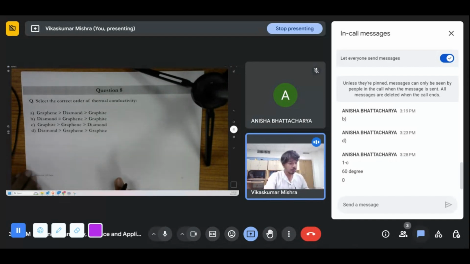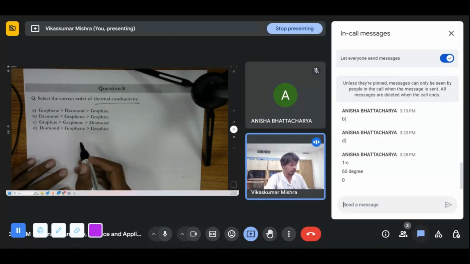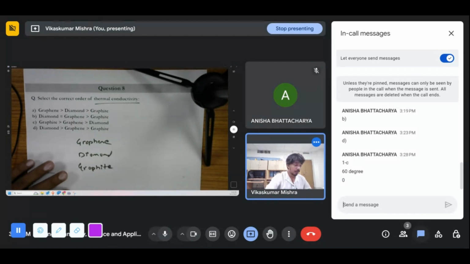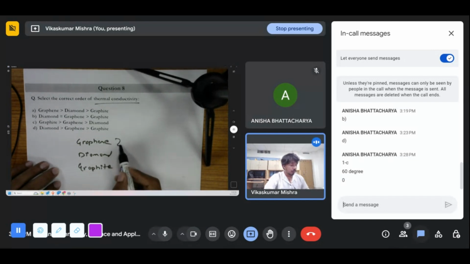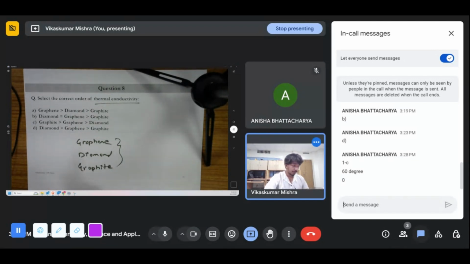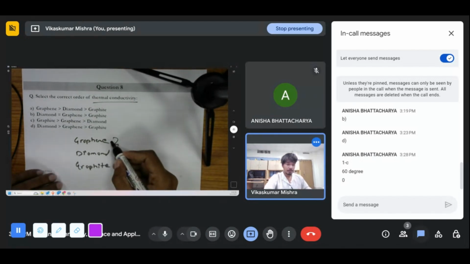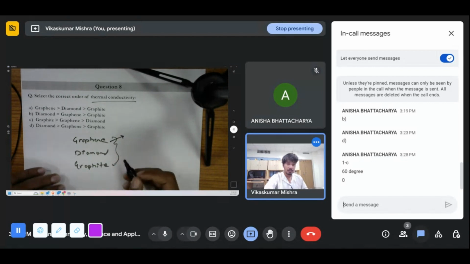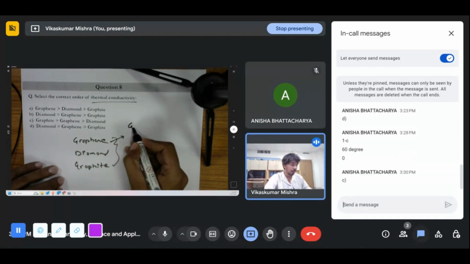We have to select the correct order for the thermal conductivity. And the discussion is on graphene, diamond, and graphite. So among these, which one is having the higher thermal conductivity, first of all? Graphite, diamond, or graphene? We are aware that among all of them, graphene is the one which is at the top. So graphene will be having the highest conductivity.